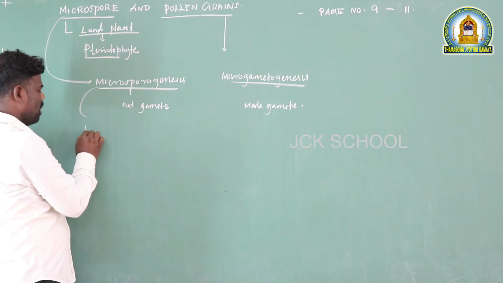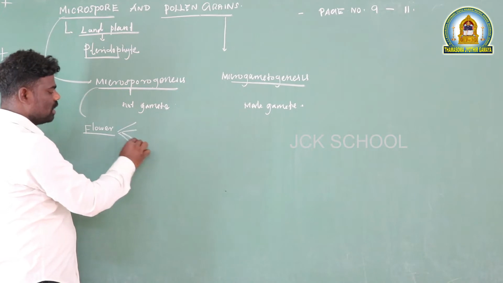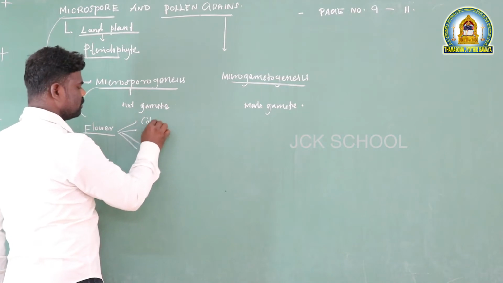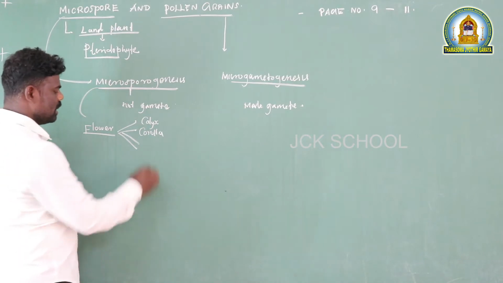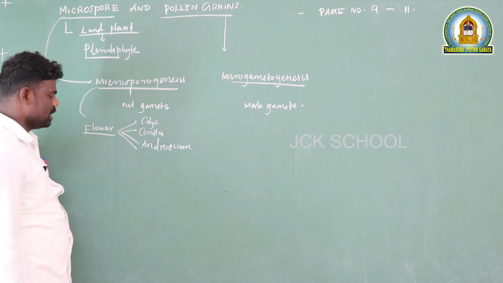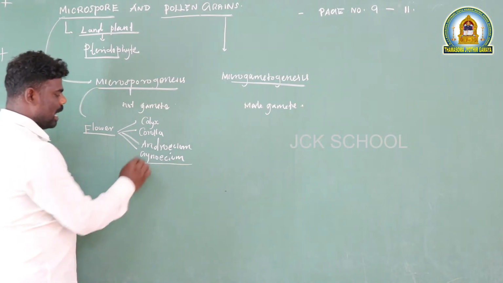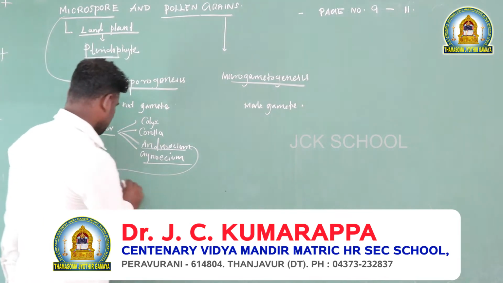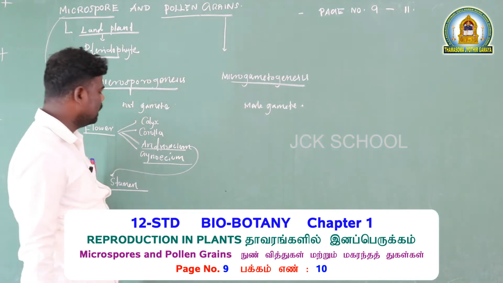First of all, the flower has four whorls. What are the four whorls? The outermost covering whorl is the calyx. The second one is the corolla, the third one is the androecium, and the fourth one is the gynoecium. The androecium, the third whorl of the flower, is always made up of stamens. The group of stamens is called the androecium.